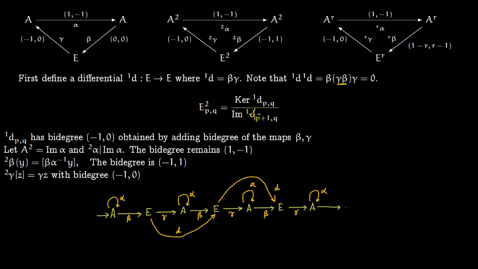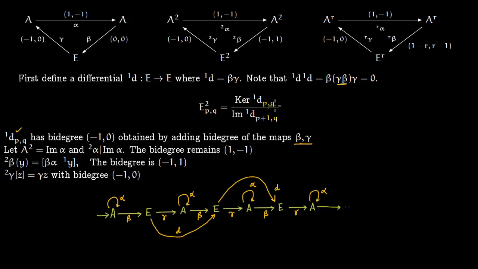So at PQ you compute the homology: take the kernel of the map going out from PQ, and the image would be coming from P plus 1 Q, and that is because this map D has bi-degree minus 1 0. Now the bi-degree comes from adding the bi-degree of these two composite maps beta and gamma, and you can see beta just contributes nothing, and therefore the bi-degree is minus 1 0. So basically you add the bi-degree of two maps to get the bi-degree of D. Since this bi-degree is minus 1 0, it has to come from P plus 1 Q. So Q remains at Q, P plus 1 goes to P.